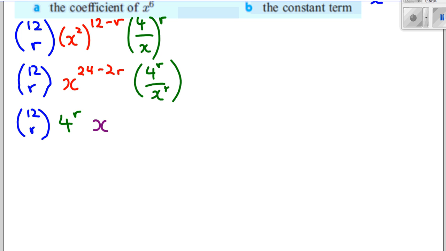You just subtract. So what's 24 minus 2r minus r? 24 subtract r. Close. I wish it was just that. 24 minus 2r minus r? Subtract. Minus 3r, yeah.